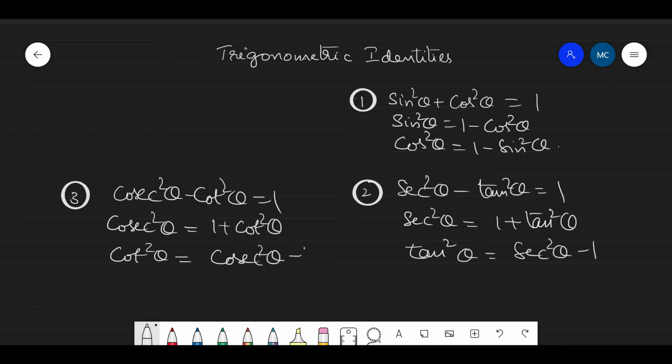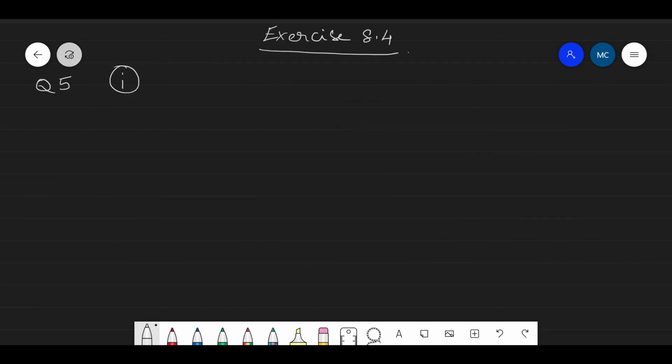Now we will solve the problems given in exercise 8.4 with the main question number 5. The first bit is cosecant theta minus cot theta whole square is equal to 1 minus cos theta by 1 plus cos theta. So for proving this, we will take this LHS.